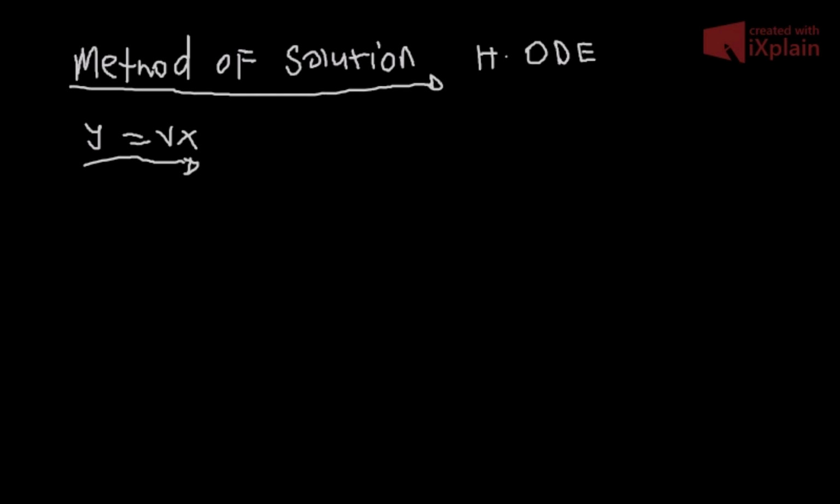So in general, if y is equal to vx, then the derivative of y should be, don't forget that v is a function, so we need to derive it implicitly. So dy over dx is the derivative of y.